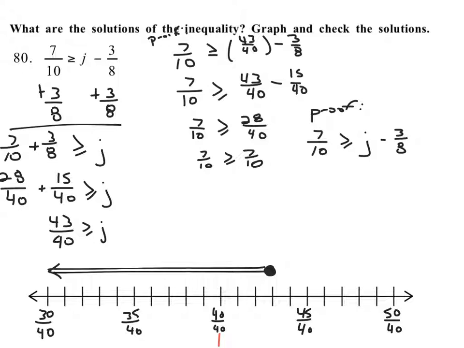What I'm going to do is pick a real easy number that's less than 43/40. Some of you might be thinking 40/40 or 1. Yeah, you could do that, but I'm going to pick something even easier. If you went far enough down, you'd get to 0, and 0 is a super easy number to check, because 7/10 is greater than or equal to 0 minus 3/8. That means that 7/10 is greater than or equal to negative 3/8. Is it true? Yeah, it is, because any negative number is always less than a positive number. So check, and this one checked out too. We did our proof, and we're good.